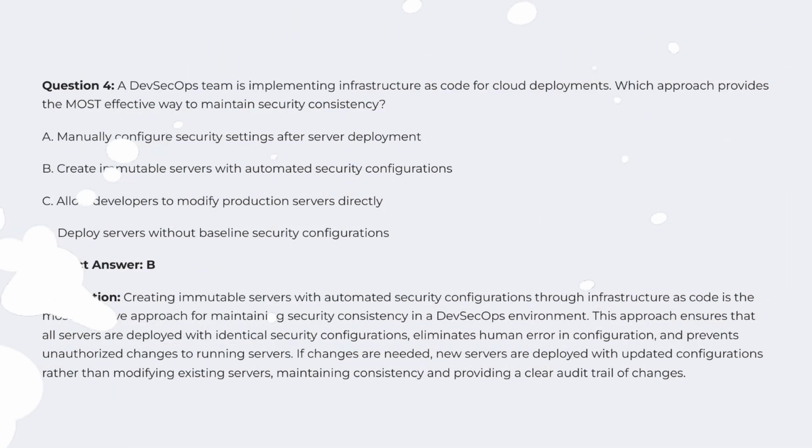Correct answer, B. Explanation. Creating immutable servers with automated security configurations through infrastructure as code is the most effective approach for maintaining security consistency in a DevSecOps environment. This approach ensures that all servers are deployed with identical security configurations, eliminates human error in configuration, and prevents unauthorized changes to running servers. If changes are needed, new servers are deployed with updated configurations rather than modifying existing servers, maintaining consistency and providing a clear audit trail of changes.